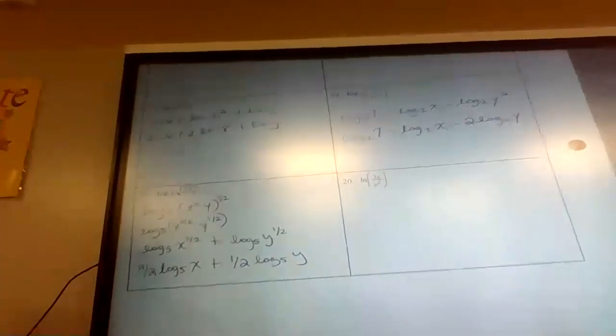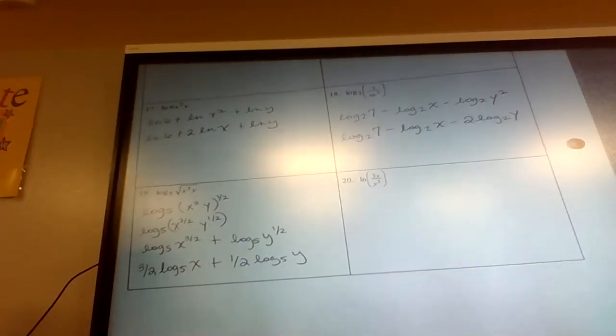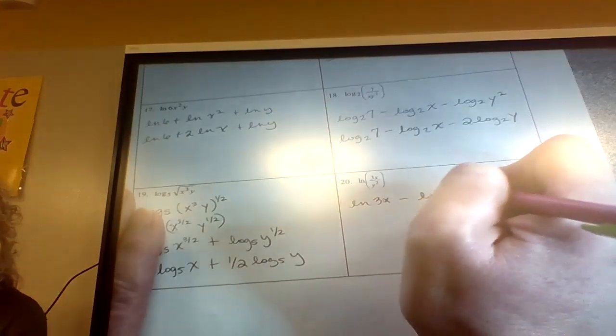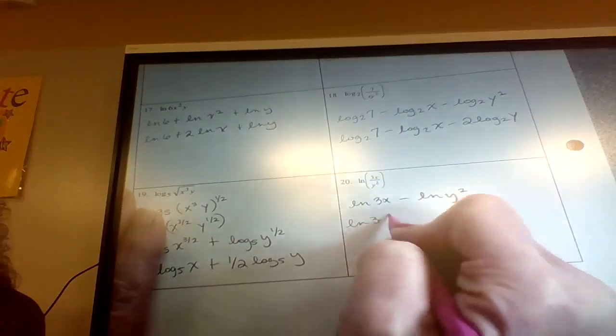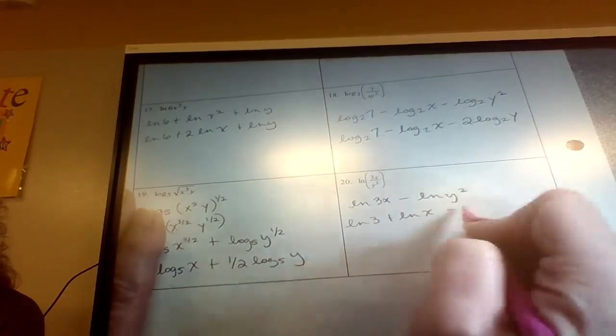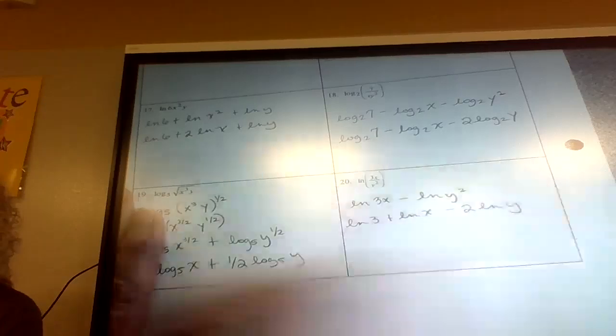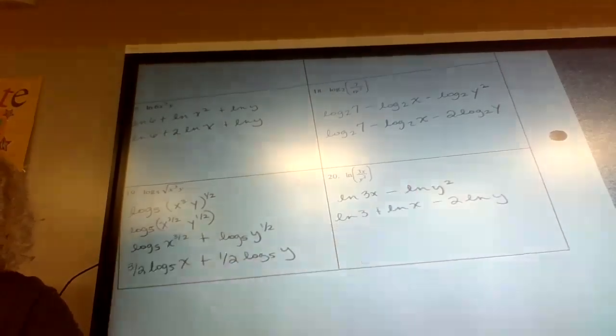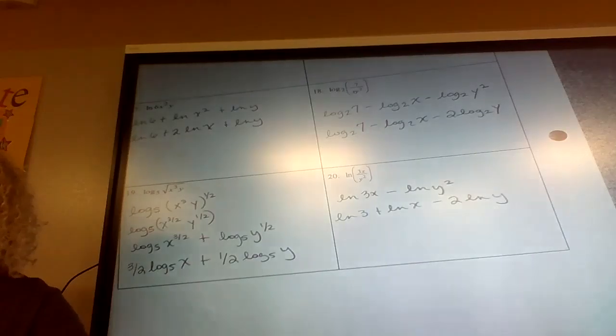I think that one needs a few more steps. It'd be really fun. Natural log of 3x minus the natural log of y squared. So that's natural log of 3 plus natural log of x minus 2 natural log y. We good?